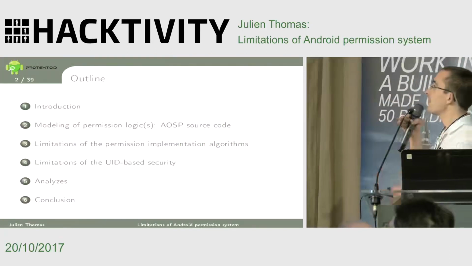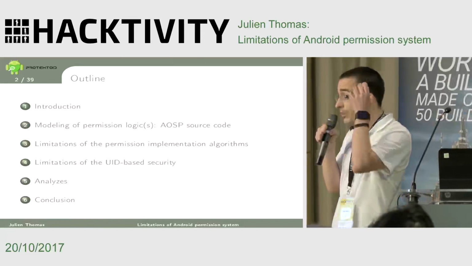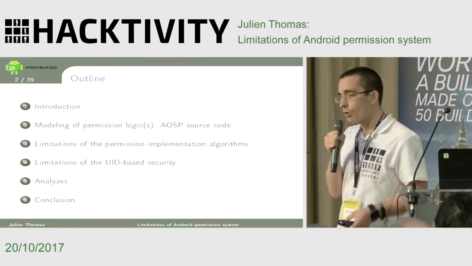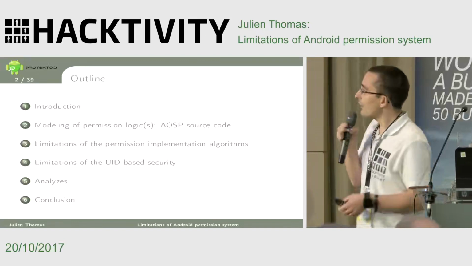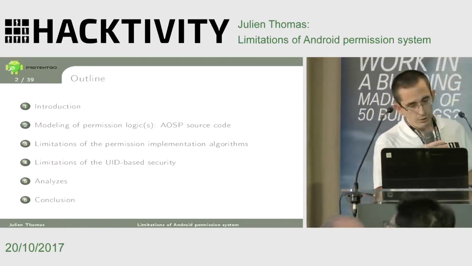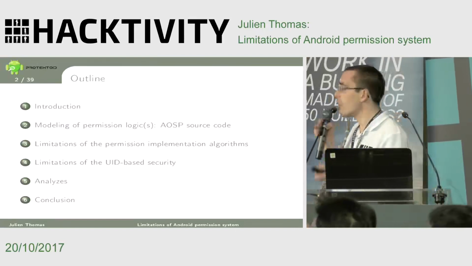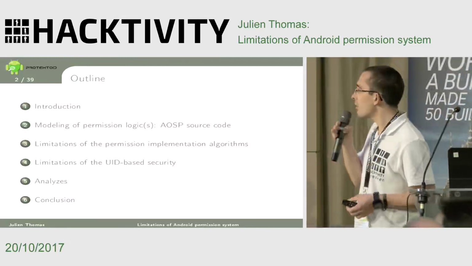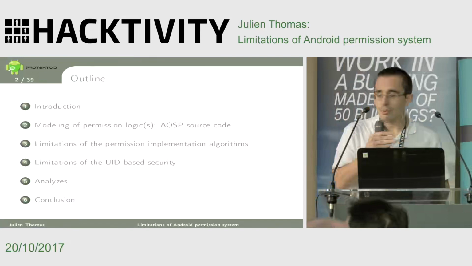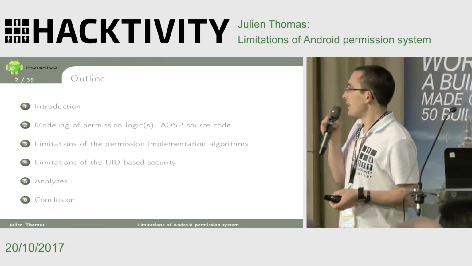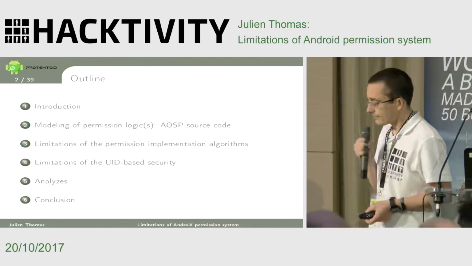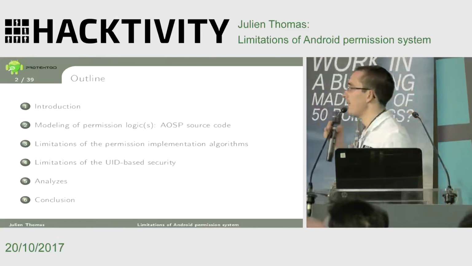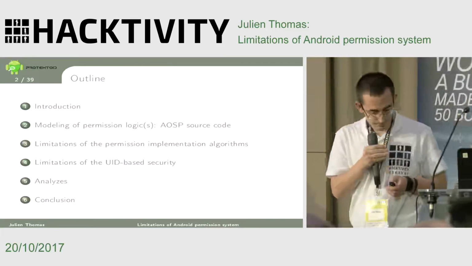The presentation will be structured in 6 parts: a quick introduction to remind very briefly what permission is and how it works, ending with a demo if everything is okay. Then I will go into more detail about 3 subjects: our vision of how permission can be modeled, what we can deduce from that in terms of the limitations of the algorithm that implements this model, and, in a more general way, the limitations of the UID-based security implemented in Android, mainly for user privacy. In the 5th step, I will present an analysis: the feedback we got from Google, the feedback from the market, and other software that exists. I will finish with the conclusion.